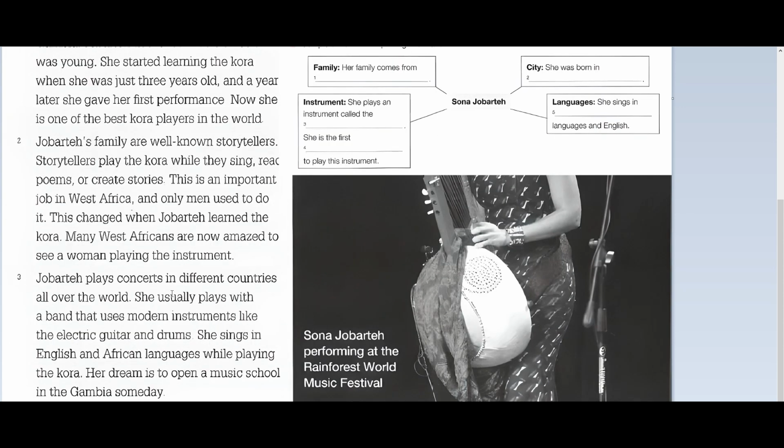Jobati plays concerts in different countries all over the world. She usually plays with a band that uses modern instruments like the electric guitar and drums. She sings in English and African languages while playing the kora. Her dream is to open a music school in the Gambia someday.